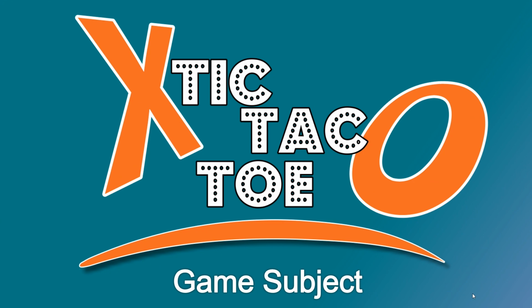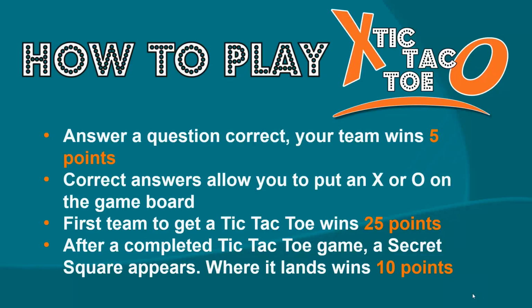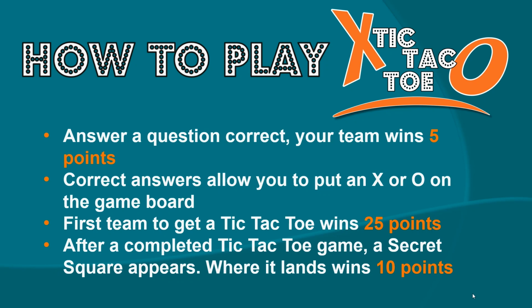Like you see with all my games, you've got the game subject or classroom edition on the bottom. So you're going to put whatever your unit of study is down there. You introduce that and say, okay everybody, here is how to play. You answer a question correctly, you get 5 points. If you guess correctly, along with those 5 points, you put an X or an O on the game board. And the first team to get a tic-tac-toe gets 25 points.